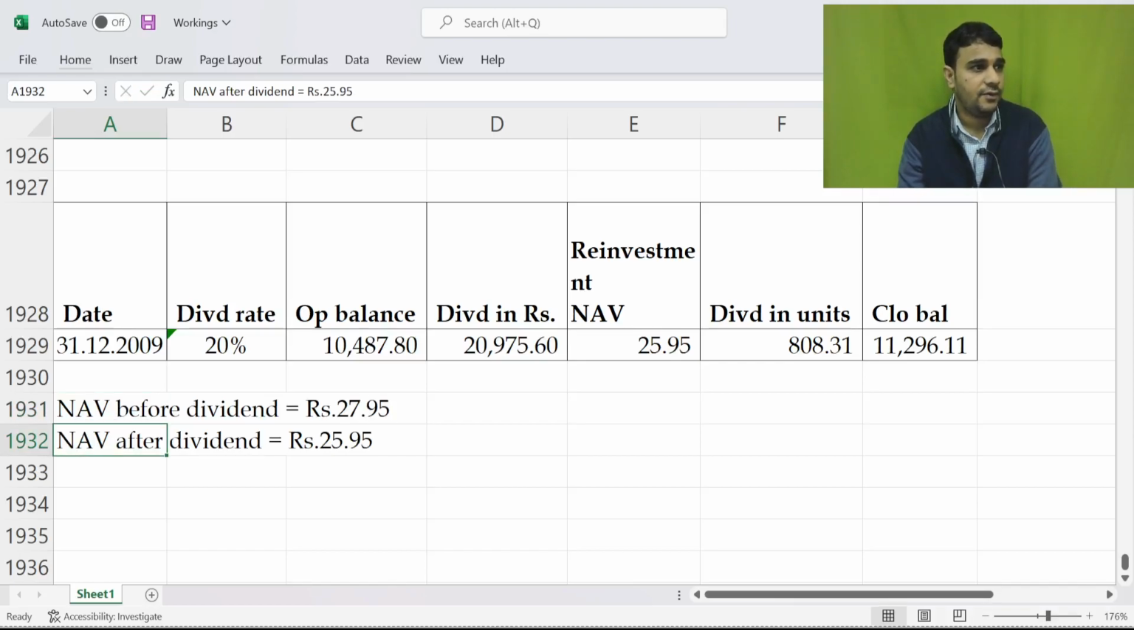Once dividend is paid, NAV will fall from that date. In the earlier question, you calculated 21.5, subtracted 1 rupee, got 20.5. Here you have got 25.95, you are taking it back to 27.95. 25.95 is the reinvestment NAV, which is the closing or post dividend NAV. So pre-dividend is post-dividend plus dividend. Normally you take NAV before dividend, subtract the dividend amount and get the post-dividend NAV. Any doubts on this part? Clear? Can you proceed?